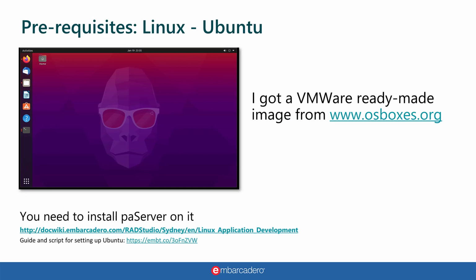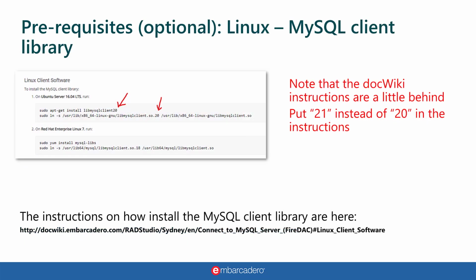The prerequisites, well, you need to have Linux, and specifically I used Ubuntu. I got a VMware ready-made image from osboxes.org, which is a really great site. You need a fairly fast connection to download it. It was a pretty hefty chunk of data. And you'll also need to install PA server on it. And the link down there, .wiki, shows you the steps you need to actually install it for Linux application development.